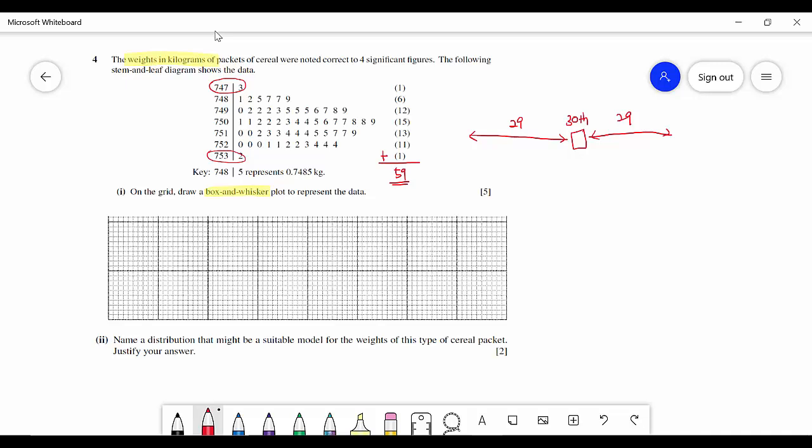So that you have 29 plus 1 data here, plus another 29, and therefore you get 59. Which means that the 30th value here will actually be the median for this set of data. Median means the center location, right?